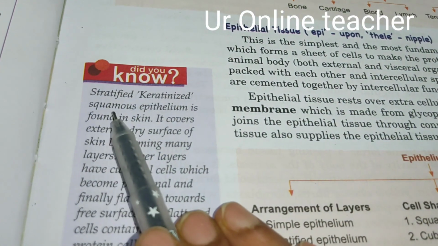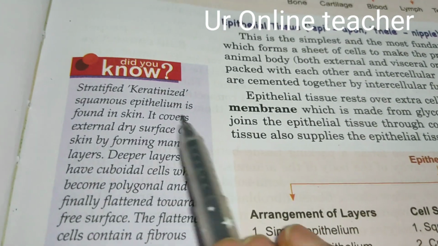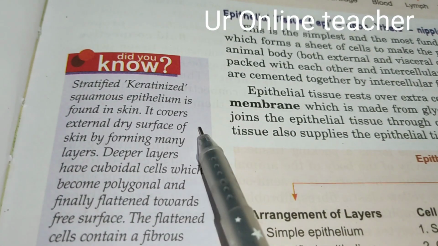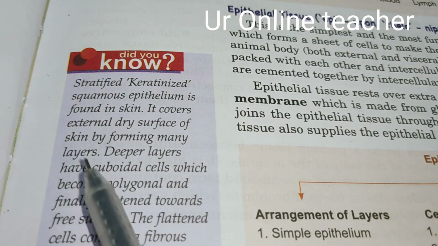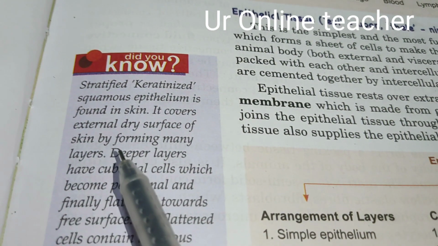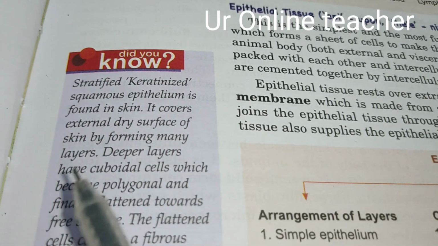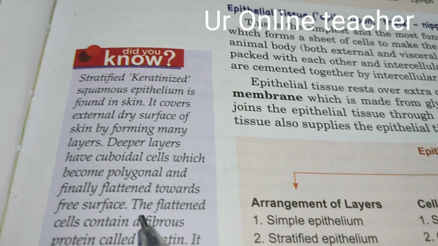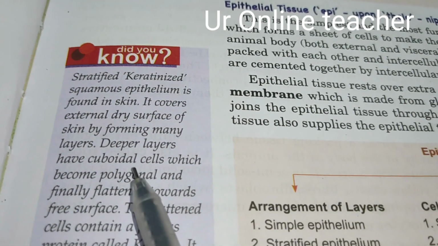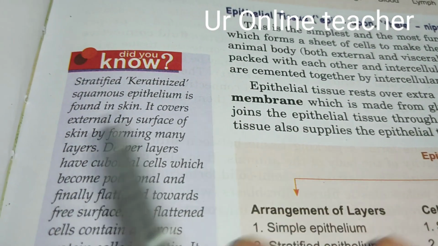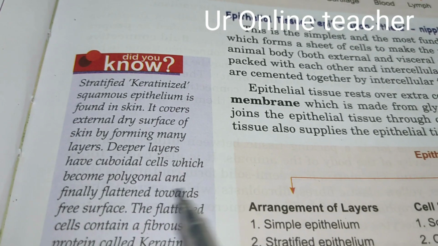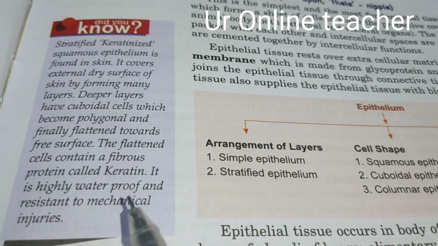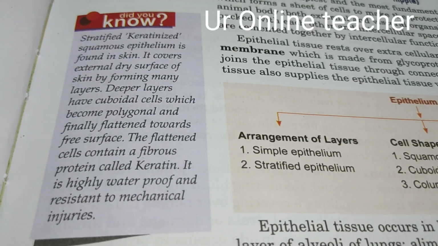Here we can see stratified keratinized squamous epithelium is found in skin. It covers the external dry surface of the skin by forming many layers. The skin has many layers. Deeper layers have cuboidal cells which become polygonal and finally flattened towards the free surface. So the deep layer is cuboidal, after that it becomes polygonal, and the upper layer of the skin is finally flat. These flattened cells contain a fibrous protein called keratin. It is highly waterproof and resistant to mechanical injuries.